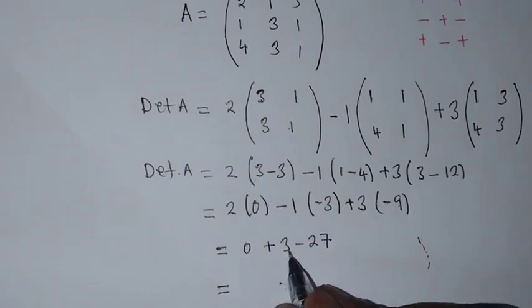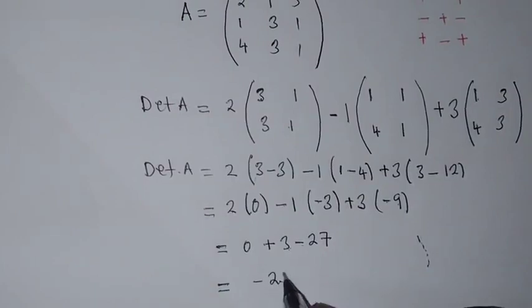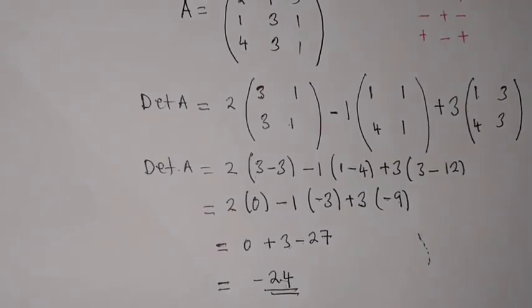0 plus 3, it's a 3. 3 minus 27, this will give us a negative 24. So this is the determinant of matrix A. Let us now proceed to question B.